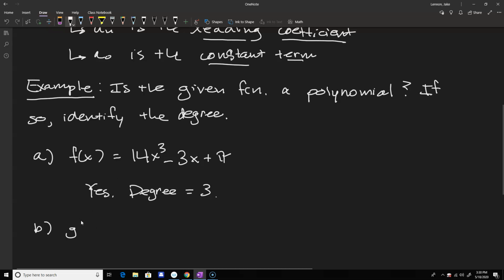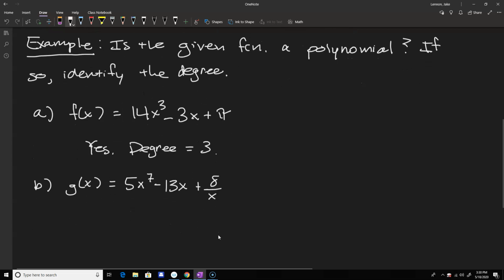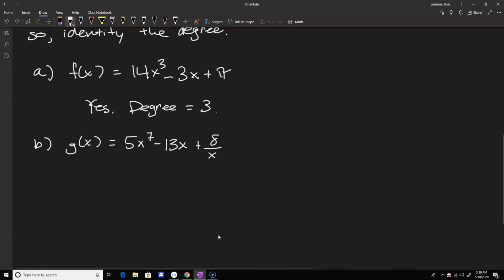So let's look at the second one, g of x. Let's say that's 5x to the 7th minus 13x plus 8 divided by x. So think about this. Do you think g of x is a polynomial? All right, so the answer here is no. Why is the answer no? Well, it's because 8 over x, if we wrote it in terms of the exponent of x, would be 8 times x to the negative first power, and negative powers of x are not allowed.